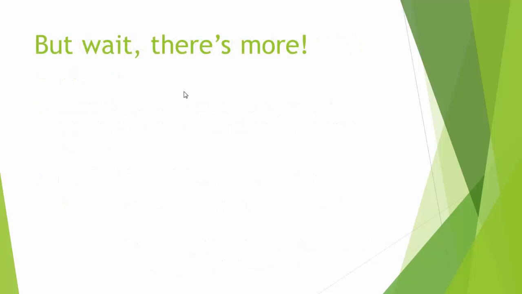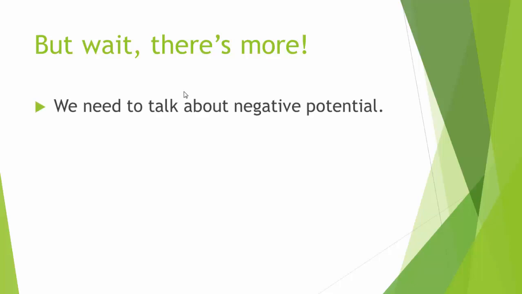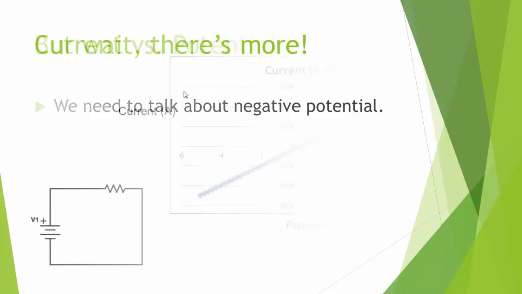Okay, so we've figured out a couple of mysteries then today about why LEDs behave the way they do. We've explained that crazy forward voltage, and along the way we've explained the fact that it emits light. But there's more to it than that. We need to talk about what happens when we apply a negative potential across a diode.